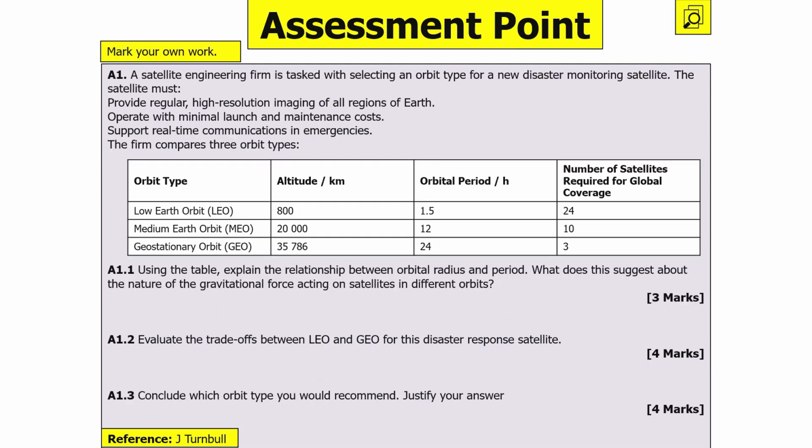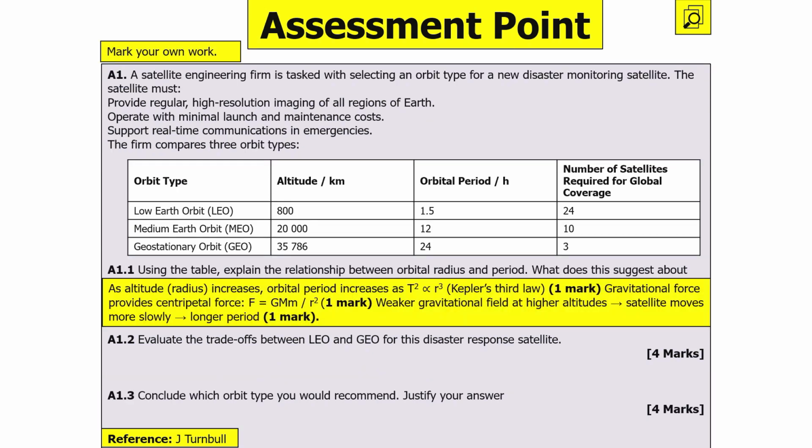Right, in our first one, as you can see, as the altitude or radius increases, the orbital time period will increase as T squared is proportional to r cubed. Now, the gravitational force is providing our centripetal force in this case, so F equals GMm over r squared. So this indicates to us that there's a weaker gravitational field at higher altitudes, so the satellites will move more slowly, leading to the longer time period.